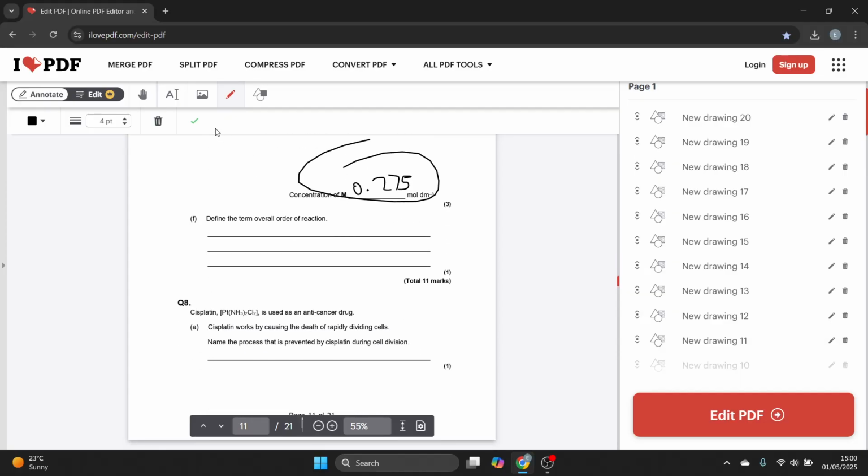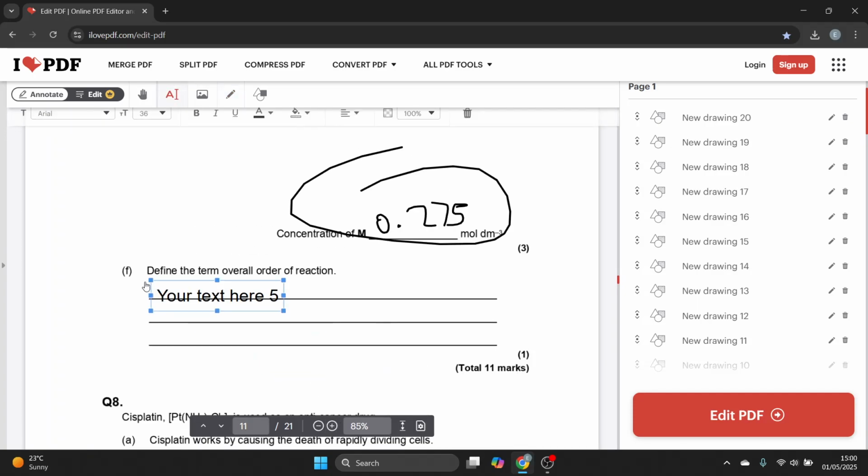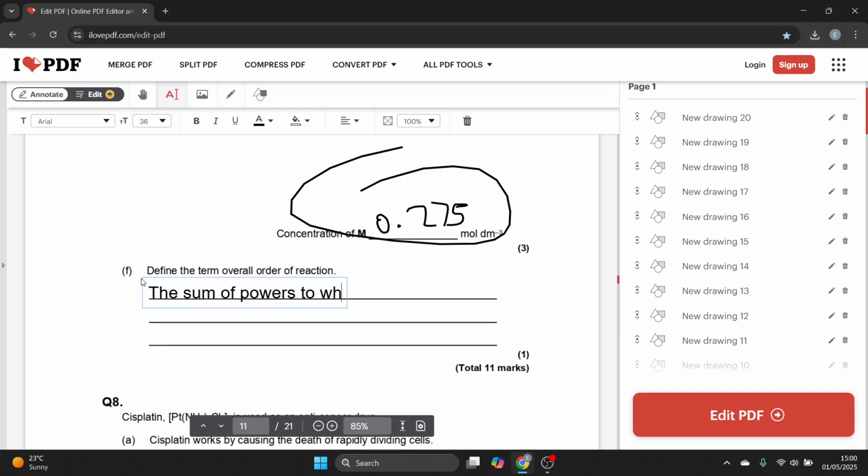Define the term overall order of reaction. Finally, a definition question for 1 mark. I thought it'd be 2, but okay. 1 mark. The sum of powers to which the concentrations are raised to in the rate equation.